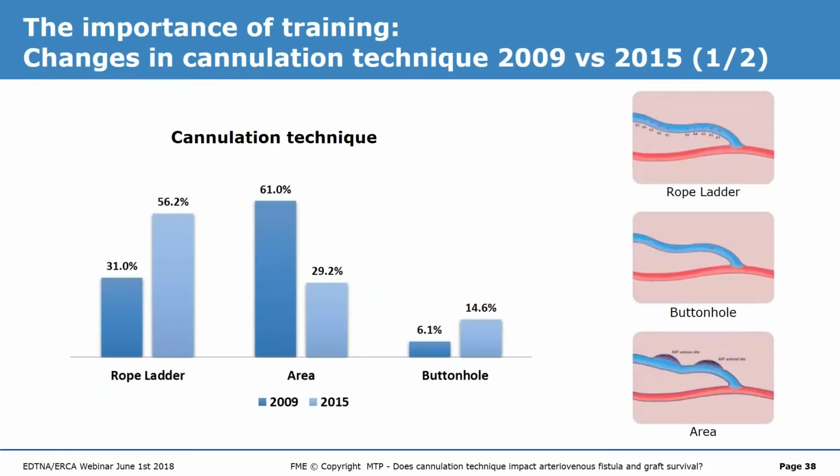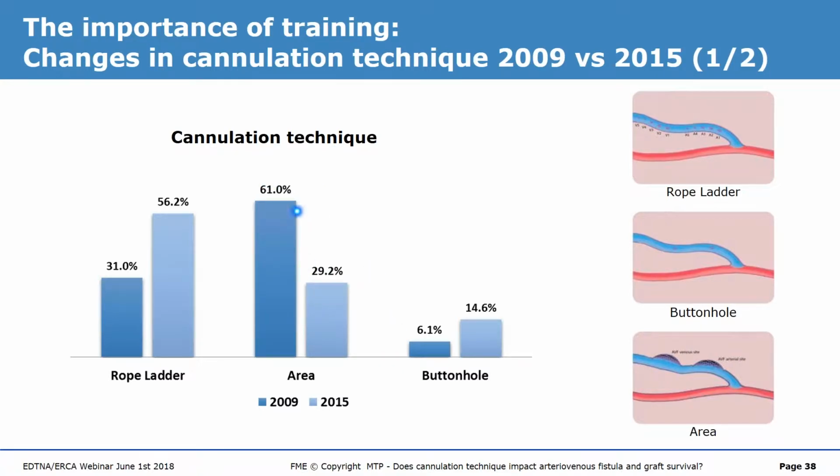We compare the changes in the cannulation technique 2009 versus 2015. Those who participated in webinar part 1 will remember that in 2009 we were cannulating using the rope ladder technique in only 31% of the patients. In 2015, this percentage went up to 56.2%. And you can see that the area technique diminished from 61 to 29.2%.